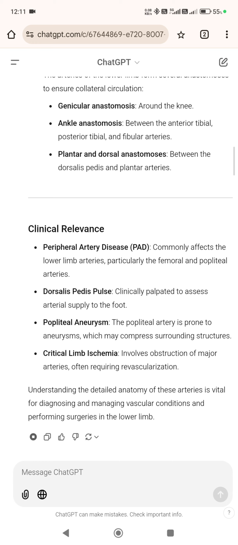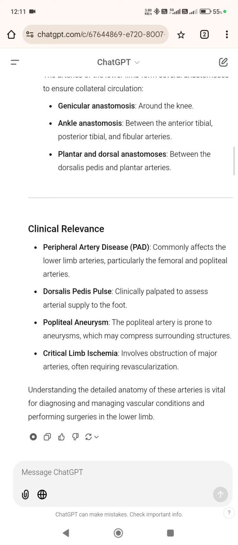Clinical relevance: peripheral artery disease. It commonly affects the lower limb arteries, particularly the femoral and popliteal arteries. Dorsalis pedis pulse, clinically palpated to assess arterial supply to the foot. Popliteal aneurysm. The popliteal artery is prone to aneurysms, which may compress surrounding structures.